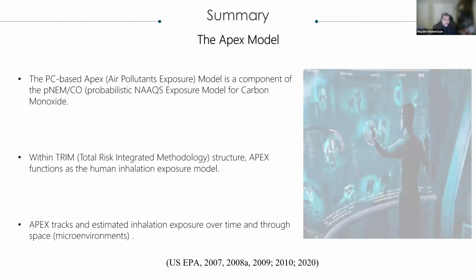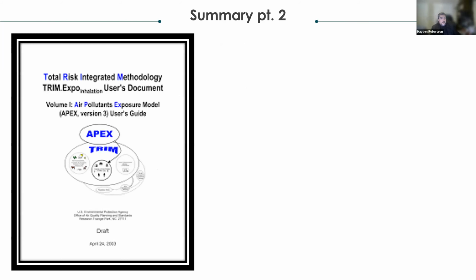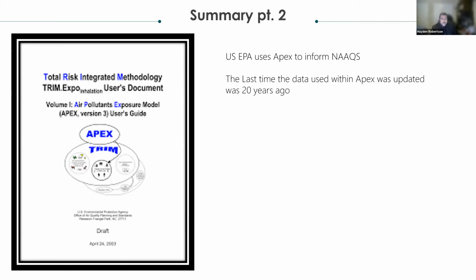Because unlike Tom Cruise in Minority Report, we do not have 3 psychics and a hot tub to make predictions for us. We have to use math. So the total risk integrated methodology, the EPA uses Apex to inform creation of national ambient air quality standards. The last time this data was updated was 20 years ago. So we're due for another look at it.